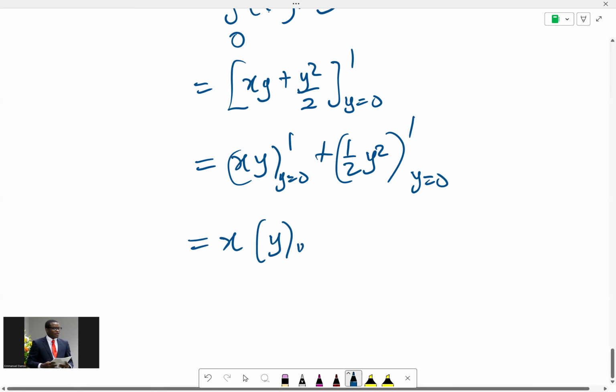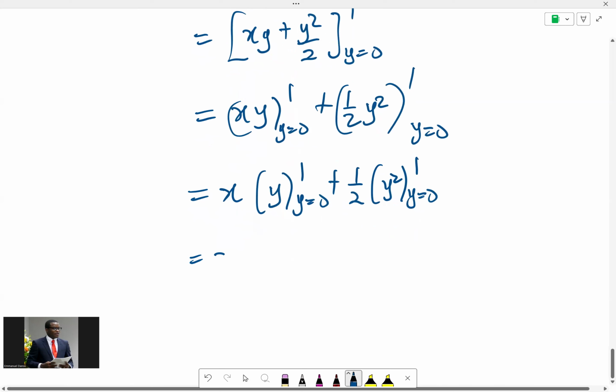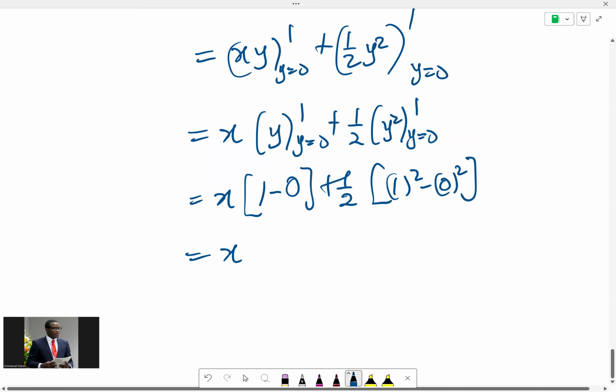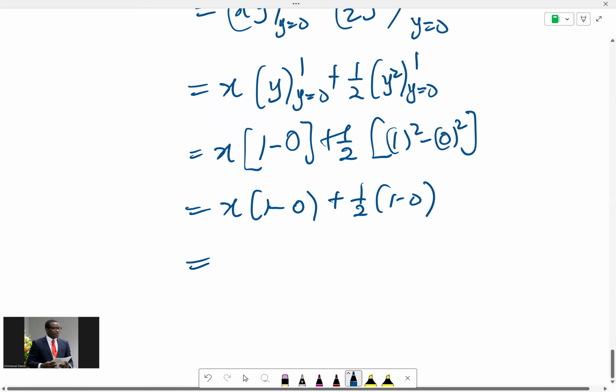So you have xy from y equals 0 to 1 plus half outside, then y squared from y equals 0 to 1. So you can now substitute for y. So you have x into, better still, when y is 1, you have 1 minus, when y is 0, you have 0, plus half into, when y is 1, you have 1 squared minus, when y is 0, you have 0 squared. That way, you have x into 1 minus 0 plus half into 1 minus 0 also. So that is simply x plus half. So it means that f of x is x plus half.